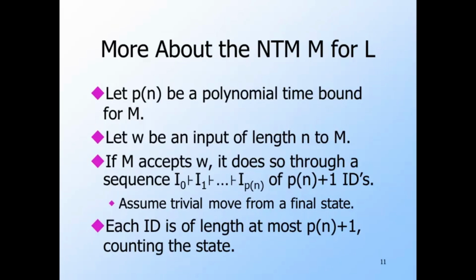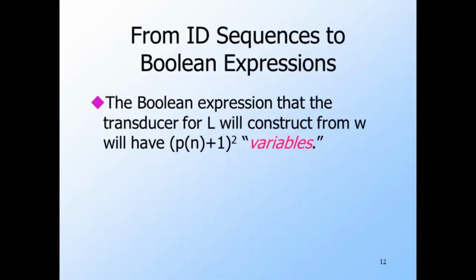So we're going to represent each ID by a sequence of exactly P of n plus 1 positions, the first P of n tape squares and the state. Initially, most of these are blank, but it's okay for some of these P of n plus 1 positions to hold a blank beyond where the head has reached so far, even if this blank is not technically part of the ID. We have to design a polytime transducer that can turn the input w into a Boolean expression that is satisfiable if and only if M accepts w. The transducer is designed knowing M but not w.